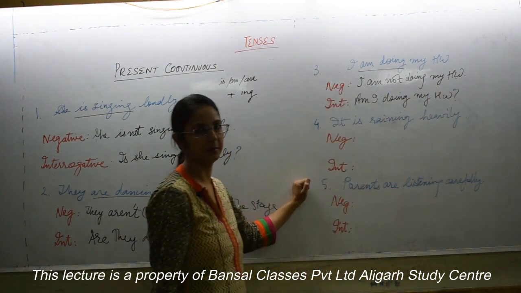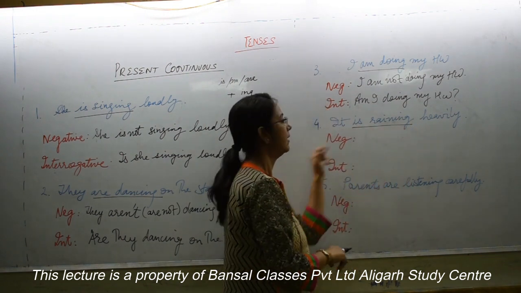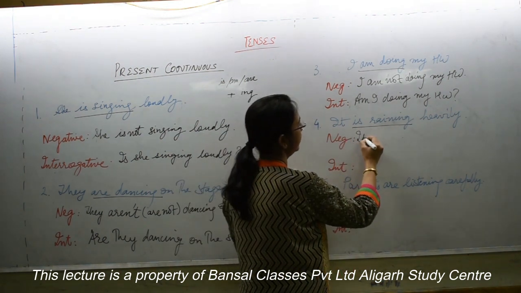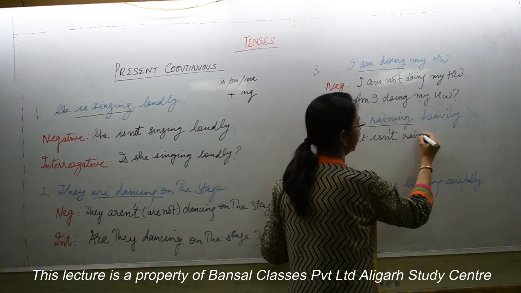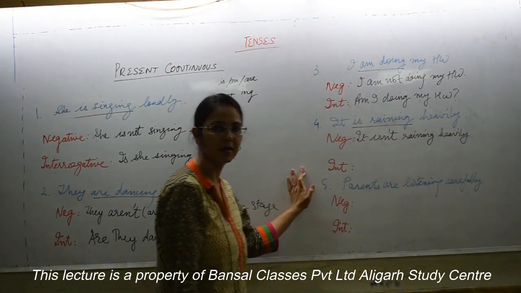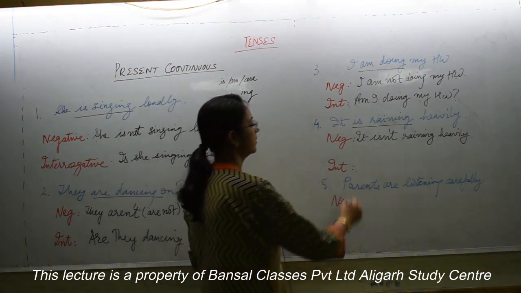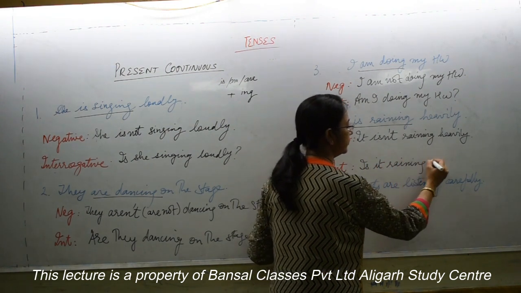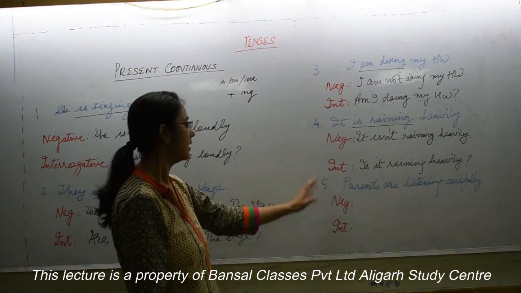And a question mark. It is raining heavily. It comes with is, rain plus the ing, raining heavily. Negative would be, it isn't raining heavily. Isn't is the short form of is not. Interrogative would be, is it raining heavily? Is it raining heavily? Next.